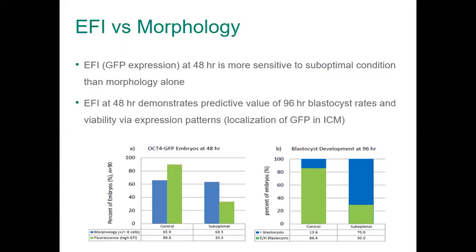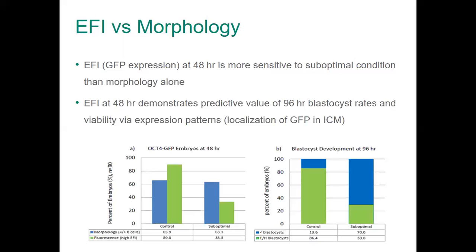And for the suboptimal culture environment, you can see the morphology is still not that sensitive. It still has 63.3% growing to more than 8 cells. But when we check the high EFI, it only accounts for 33.3%. This means EFI is more sensitive to suboptimal conditions, and we followed that up to 96 hours.